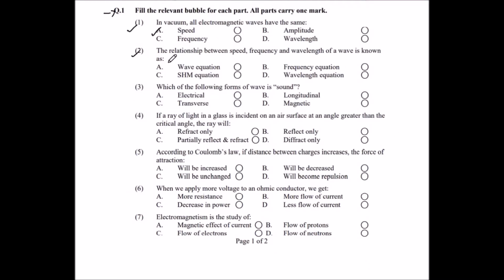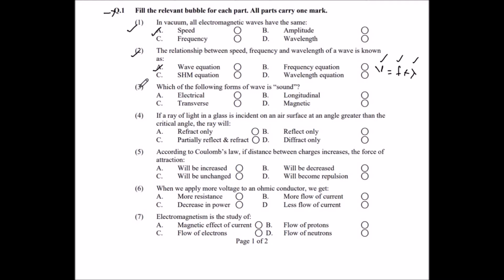Question number 2. The relationship between speed, frequency and wavelength of a wave is known as: wave equation, frequency equation, SHM equation, wavelength equation. You have done in theory one equation, that is v = fλ. Here v is the speed of the wave, f is the frequency and λ is called the wavelength. This equation is called the wave equation. Option A is the right answer here.